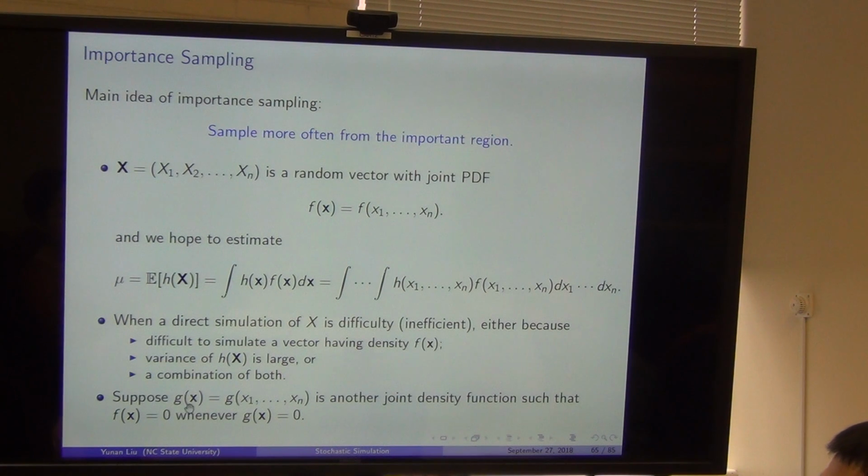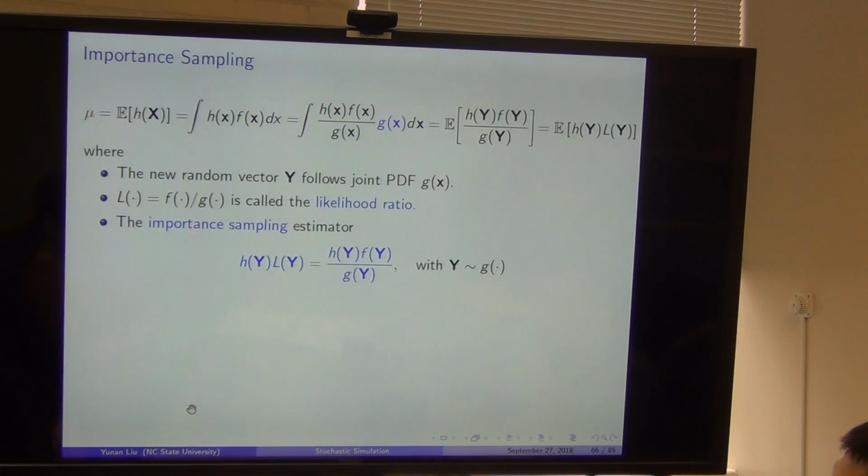Then we seek another random variable or another distribution. We do the following. This line is very important and it's very simple. Mu is equal to E[h(X)], which is the desired target, that is equal to this integral, h(x) times f(x) dx. No problem, right? Let's divide by g and multiply by g, no problem.